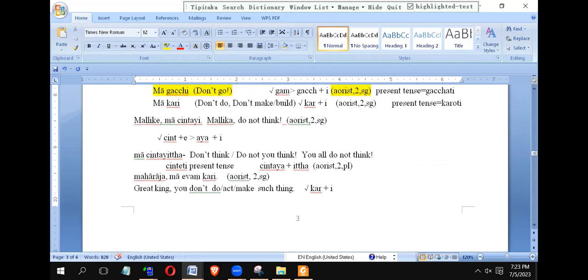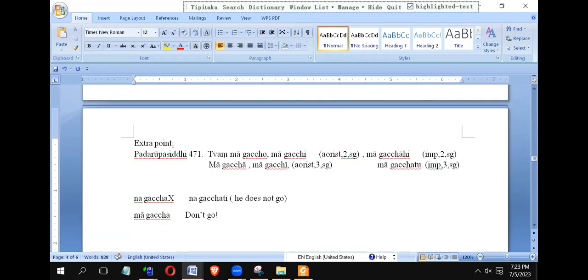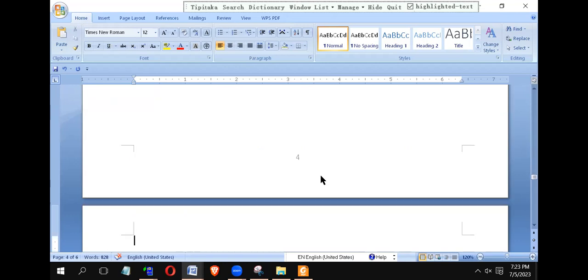For those who received my notes earlier on, please change the third person to second person. Also second person. So padarupasiddhi says ma gaccho with the o, second person. Ma gaccha, he, also second person. Gacchatu. So everything here is second person, good.